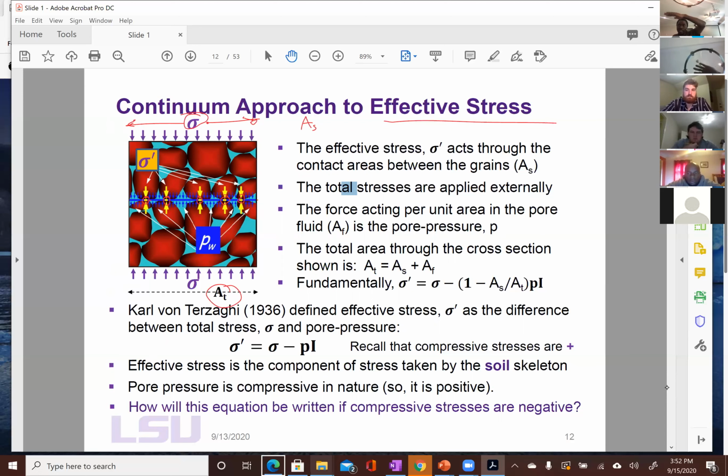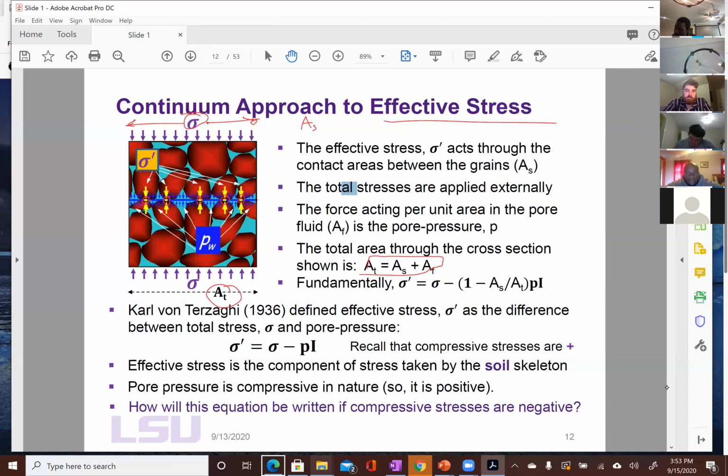So the force per unit area you are applying gets partitioned into those. And that stress that acts through only the yellow areas is called the effective stress. That's the stress that acts on the skeleton and, if it's compressive, tries to compress the skeleton. The stress that acts on the fluid is what becomes your pore pressure, because it's force per unit area, but inside the fluid. And that's the concept introduced here.